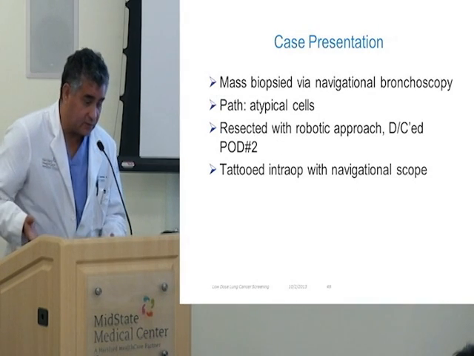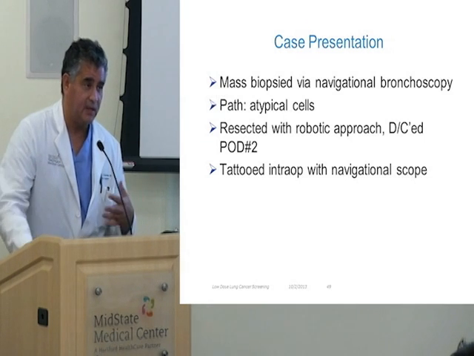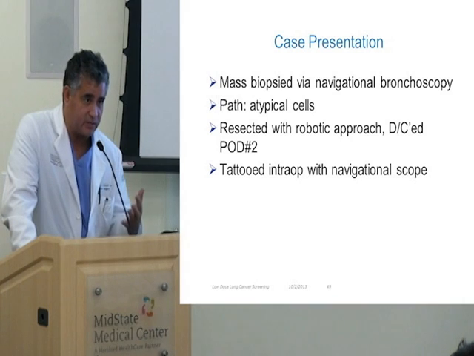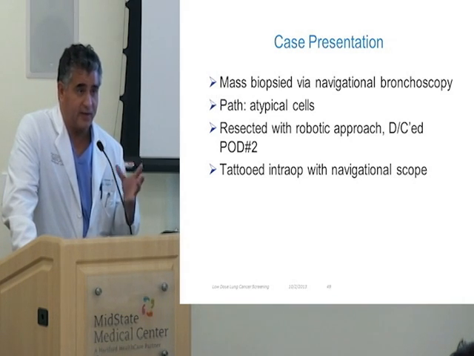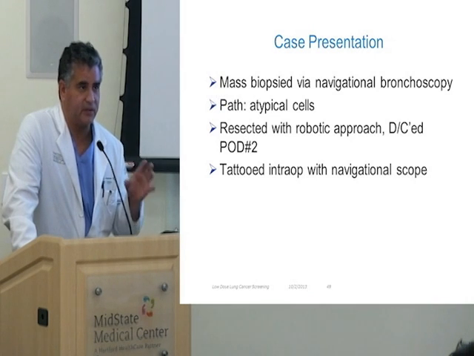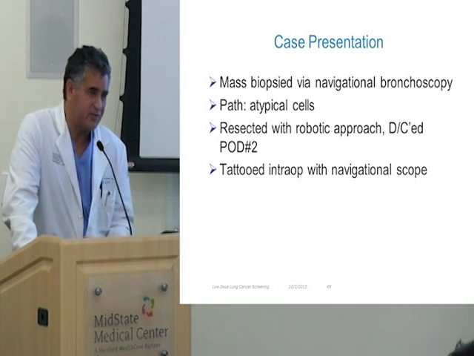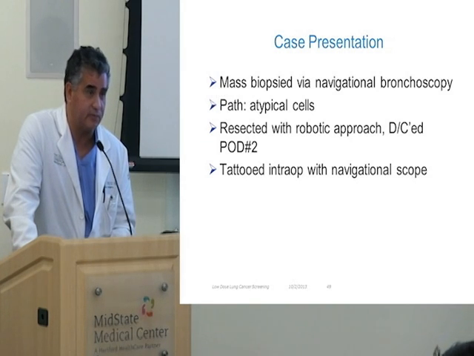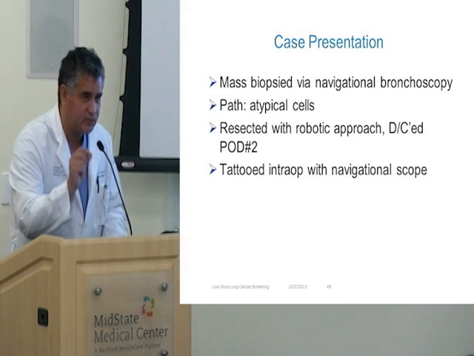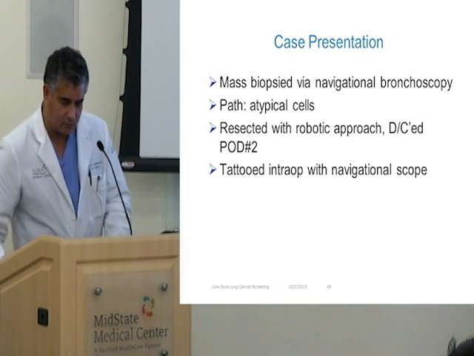So the first thing I did was I took her to the OR and I biopsied her with the navigational scope. And we were lucky enough to have pathology present in the OR, and they told us they saw atypical cells, which frankly in this kind of clinical context can only mean one thing. So we scheduled her for a resection because that's pretty strong evidence that it's going to ultimately be a cancer. And we resected her with a robotic approach where we tattooed it intraoperatively. And so hopefully this works too.